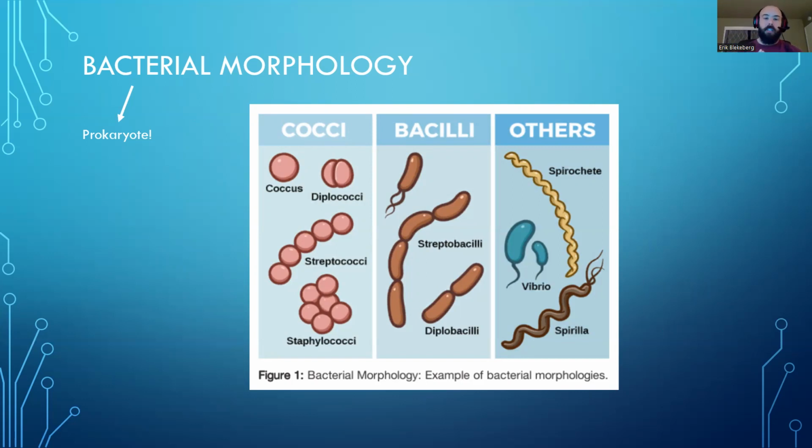And then in other cases, we have the spirochetes, the vibrio, and the spirilla. These are just different shapes of bacterial morphology. So each bacteria is going to have a slightly different shape, and that shape is going to dictate a lot of its function.